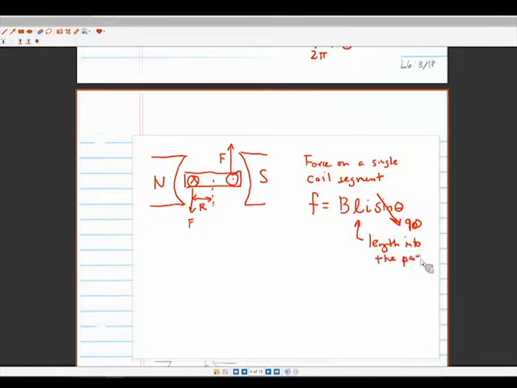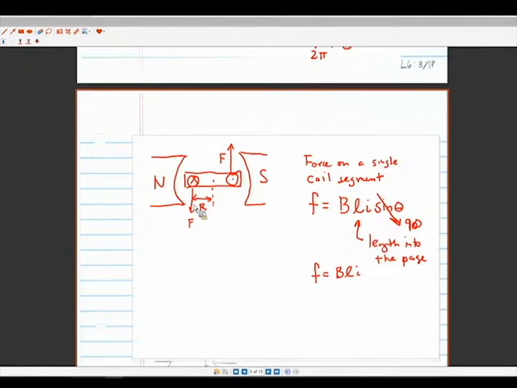Okay, so this we really can't see, but this is the length of a coil segment in the page direction. All right, so this is going to simplify, for a single coil, to BLI, because we have sine 90 degrees. But we're going to have, so this is the force on one side of this, right?